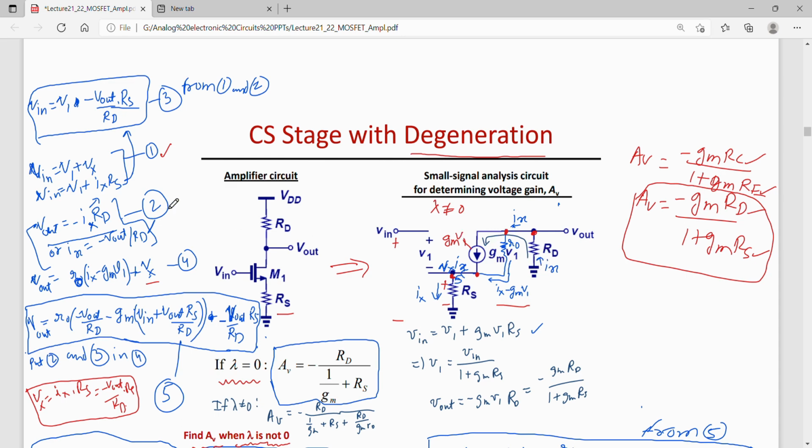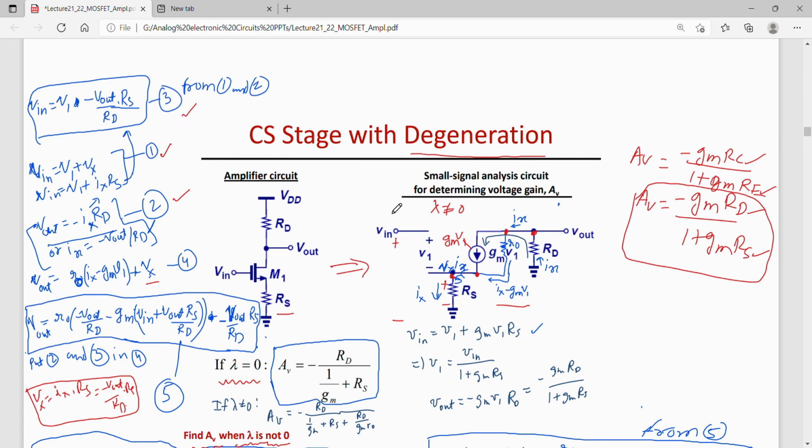So I can write equation 2 here: V out is minus Ix times Rd, or I can write Ix is minus V out by Rd. Now this Ix, if I put in equation 1 here, I get equation 3. That is, V in is V1 plus Ix Rs, and I put Ix as minus V out by Rd, so V1 plus minus V out by Rd times Rs. So I get equation 3.